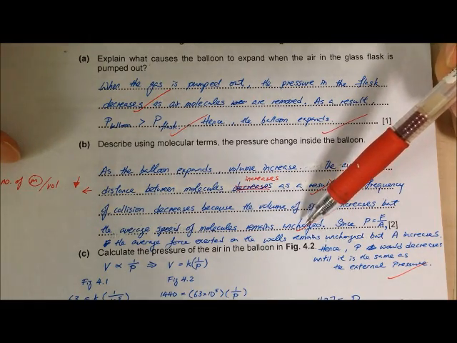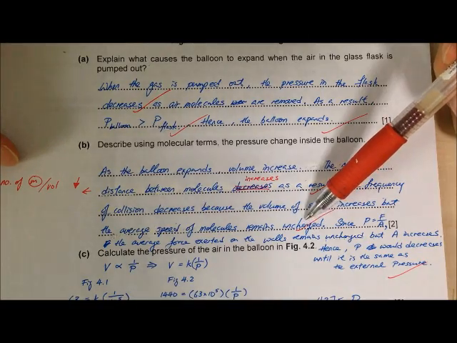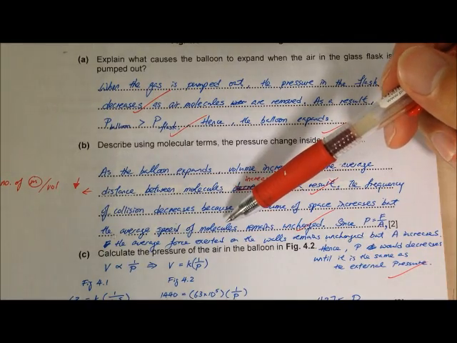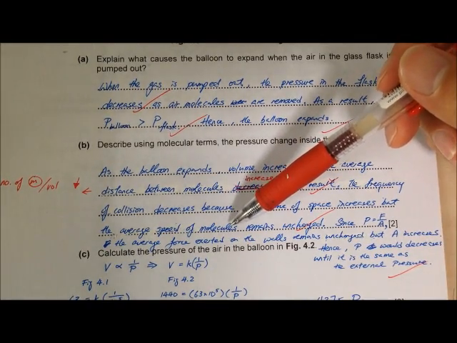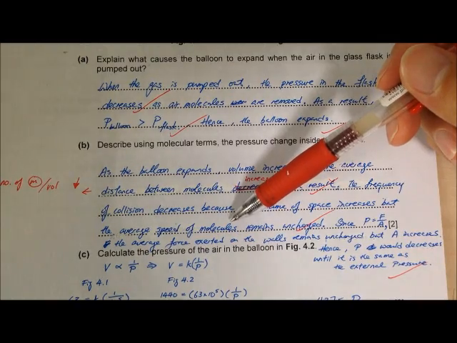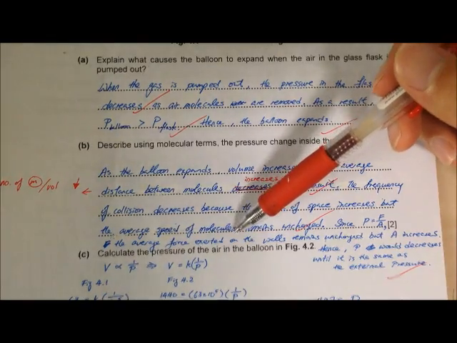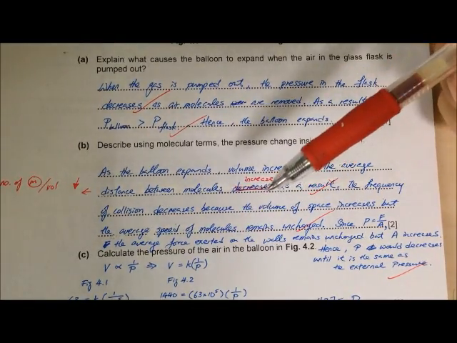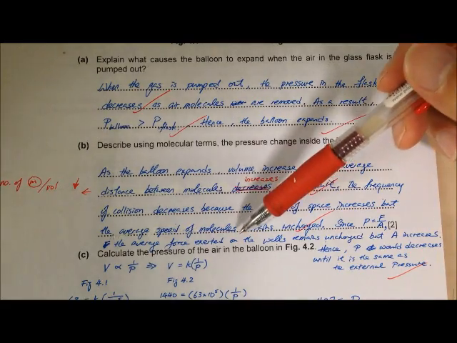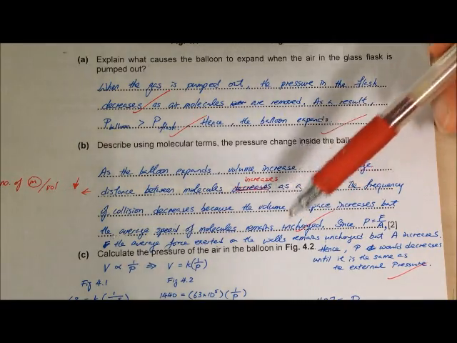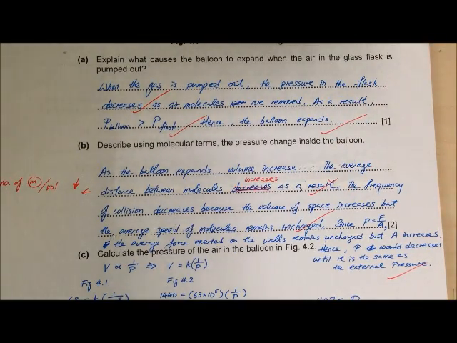Because you can assume that there's no change in temperature, therefore the molecules are moving at the same speed. So it is important for you to tell the marker that you know that the speed is not being affected. Or you can say that the average force exerted on the balloon wall by the molecules remains unchanged. You can identify either one: either the speed is unchanged or the force acting on the balloon wall remains unchanged, because you are assuming that temperature remains constant.